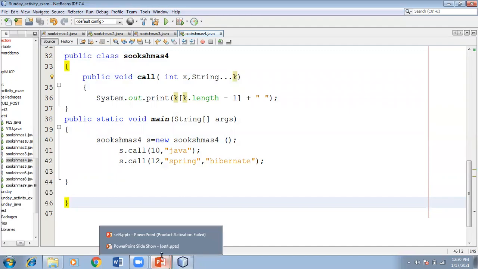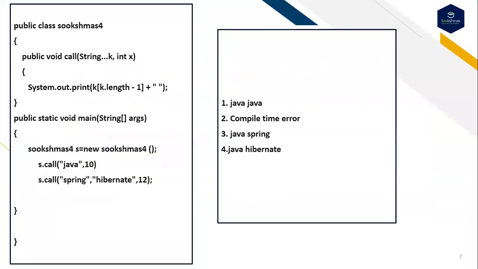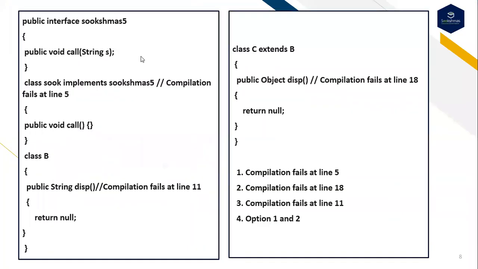You go for the next fifth question. Public interface Sookshmas 5, public void call, and string followed by the s. Whatever methods are present inside the interface, by default these methods are public abstract. There is no body for these methods.